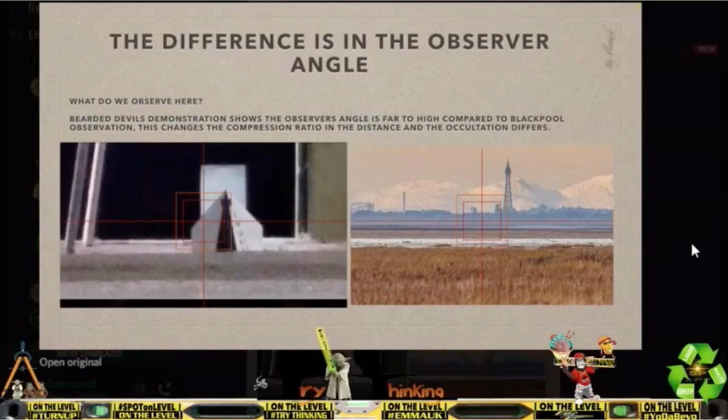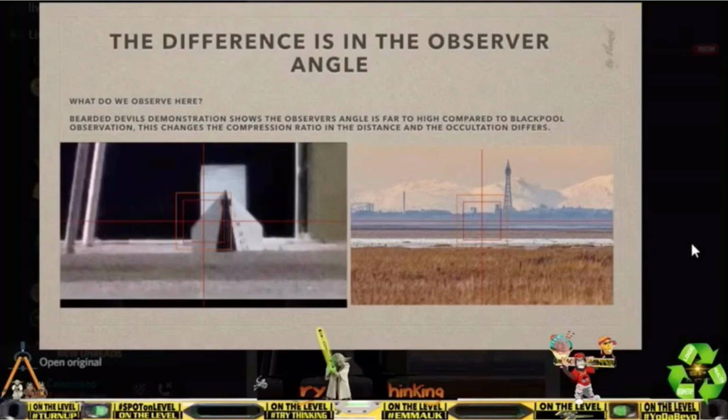Can you see the Blackpool actual photo? You're looking up at Blackpool Tower because of the eye level. Where compared to Bearded's, you're looking straight at it. You are at a much higher elevation. So that changes the relationships with the occultation. So that's why, again, observer's angle is very important when it comes to observations.